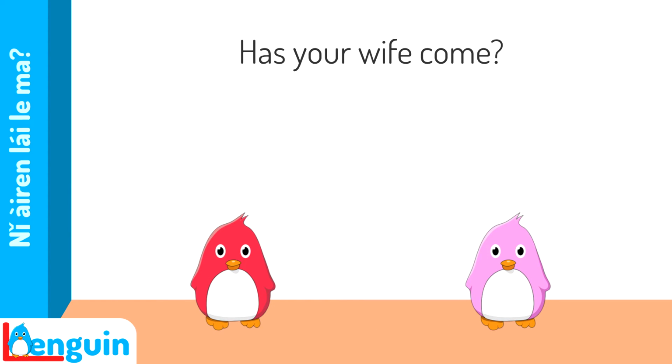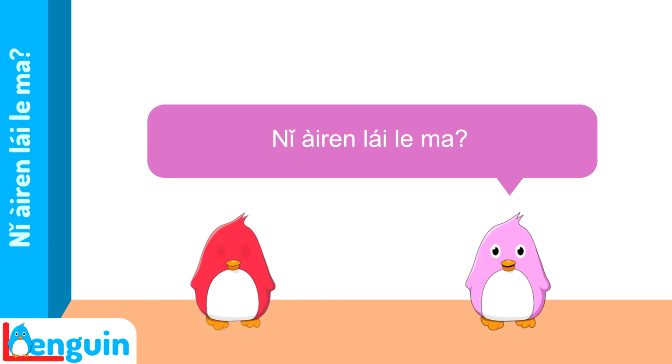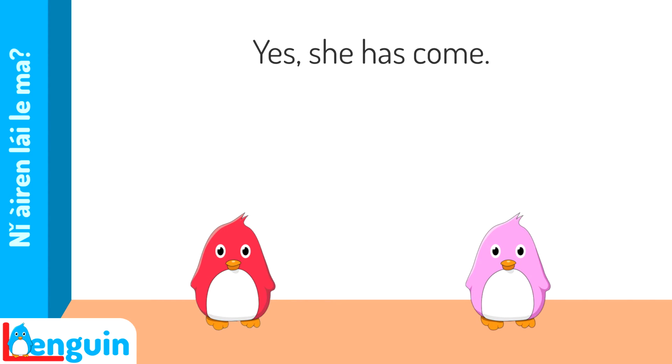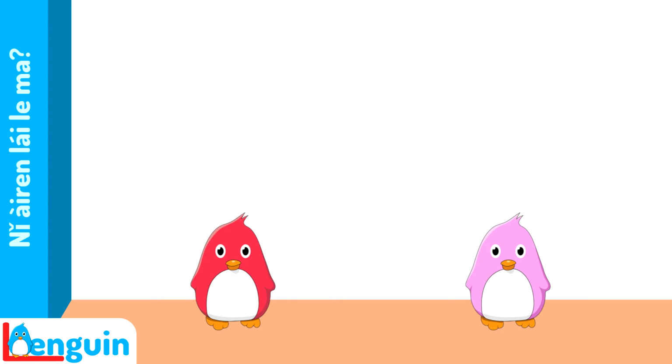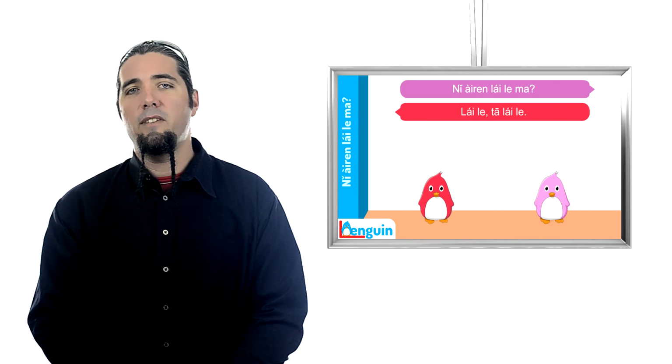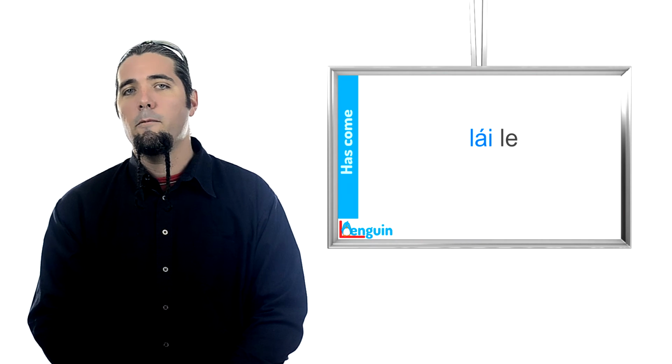Has your wife come? 你爱人来了吗？ Yes, she's come. 来了，他来了。 Both of these sentences contain the expression 来了, the verb 来 plus the neutral tone syllable 了. We translate the expression 来了 as has come.